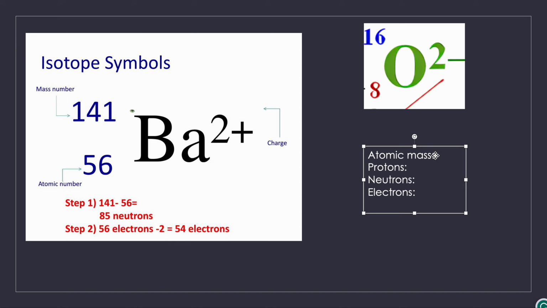In this case, let's do the calculation right here. Based on the information from this isotope symbol, the atomic mass is 16. The number of protons is 8. The number of neutrons is 16 minus 8, so that's equal to 8. And then electrons, originally you have 8. But in this case, 2 negative means that it has gained 2 electrons. So you need to add 2 electrons. That means that now you have a total of 10 electrons. This is a cation because it has lost electrons. This is an anion because it has gained electrons.